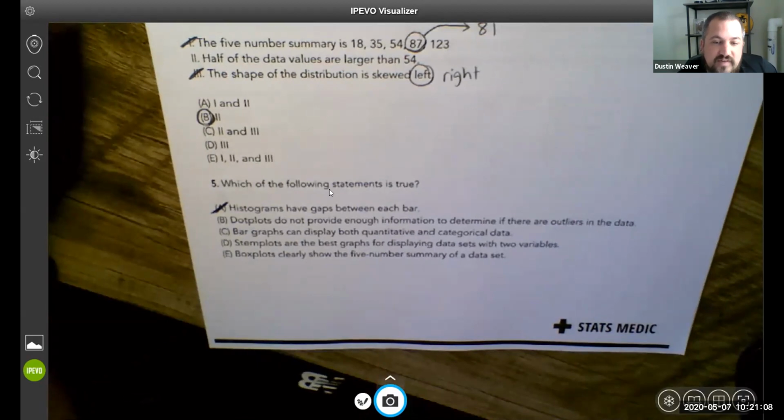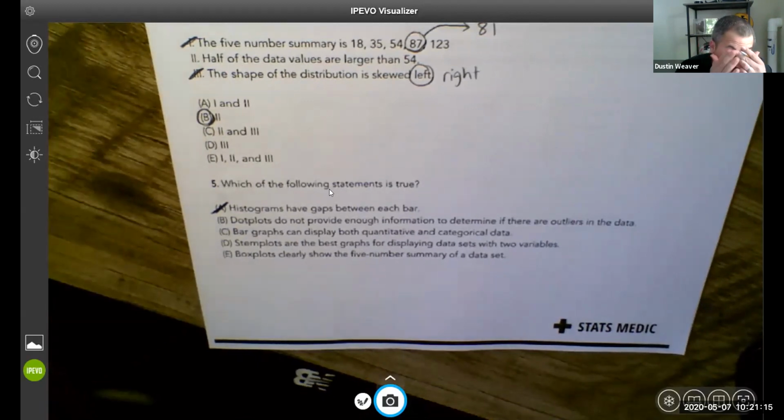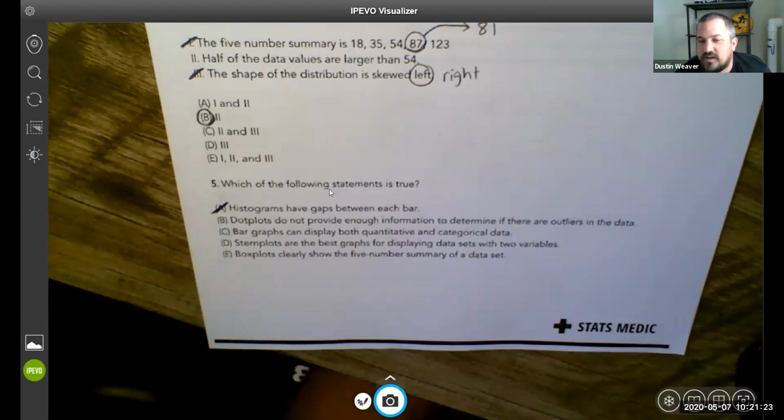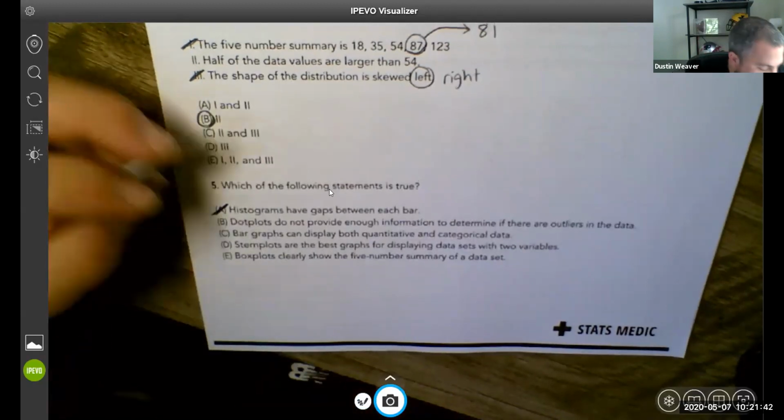B, dot plots do not provide enough information to determine if there are outliers in the data. So is that true? Can you determine if there's an outlier from a dot plot? So this says dot plots do not provide enough information. Yeah, so that's not true because they actually do provide enough information. A dot plot gives you every single point in the distribution. So the dot plot is actually fine. It's going to give you every single point in the distribution. So a dot plot does provide enough information.